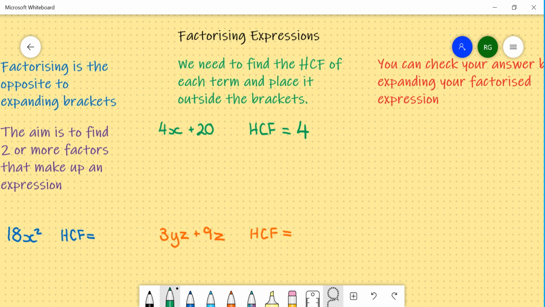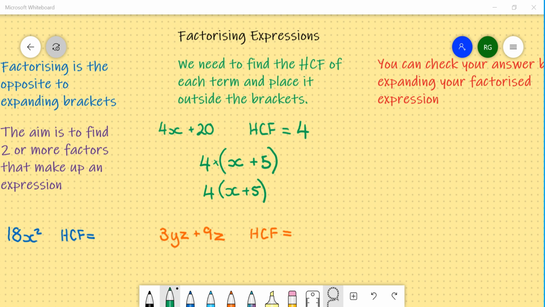Now, according to our rule, we need to place that 4 outside of a set of brackets. So it's going to be 4 multiplied by everything inside the brackets to get 4x plus 20. If we divide each one of those terms by 4, we are left with x plus 5. And to write it correctly, we just remove that multiplication symbol and it's 4 brackets x plus 5. You can see here that we've done the exact opposite to expanding a set of brackets.